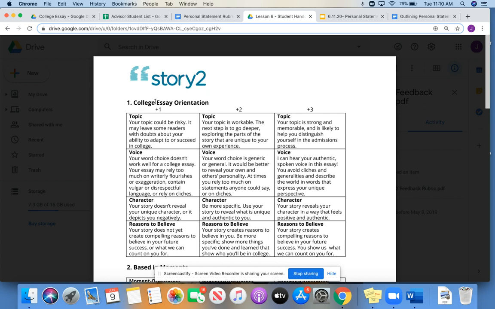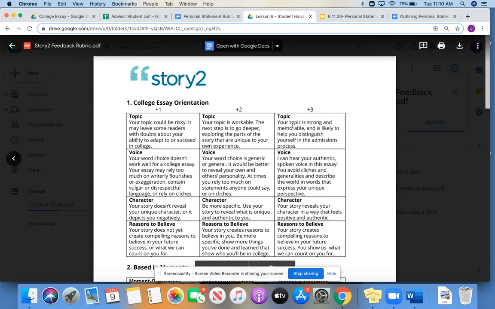If you look at this first category, college essay orientation, this part of the rubric looks at the authenticity of your essay. Why is this essay that you're writing unique to you? And you want to give the admissions officers a reason to believe in you and why they should accept you in your college. So this here talks about the topic.